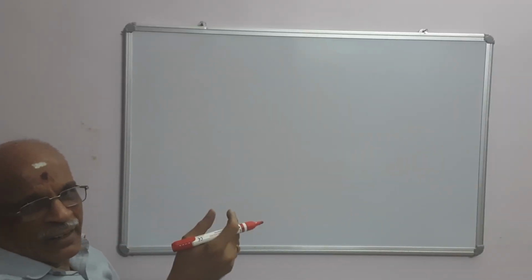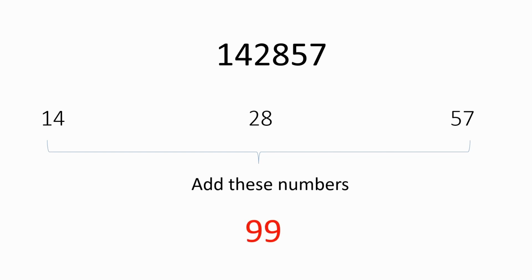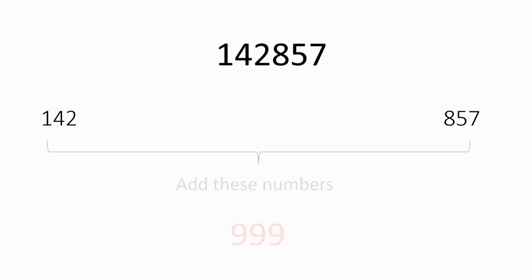The interesting property of the cyclic number I am going to explain. Now 14, 28, 57. And this is a cyclic number. Now I am dividing this into 2-digit parts, 3 parts, and adding all these 3, 14, 28, 57, that adds to 99. And if I am dividing this into 2 parts of 3 digits and adding these 2 three-digit numbers, that will result in 999.